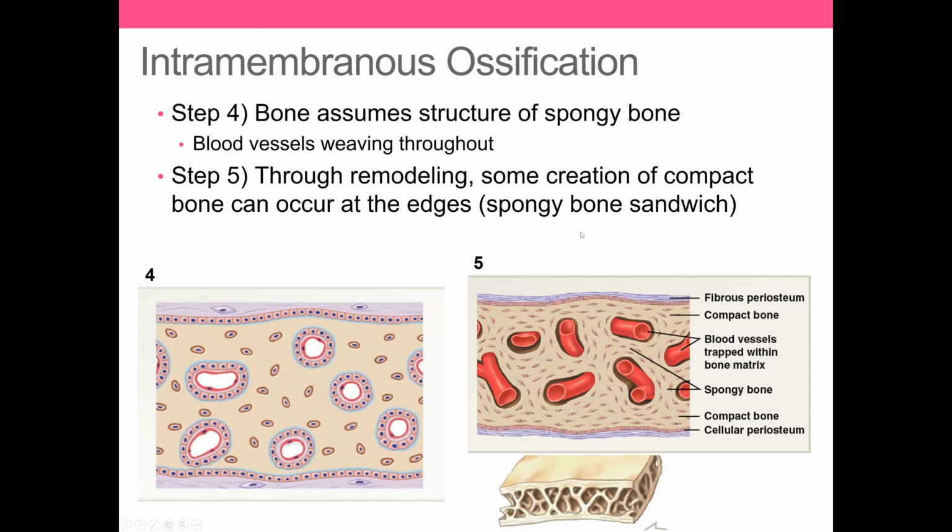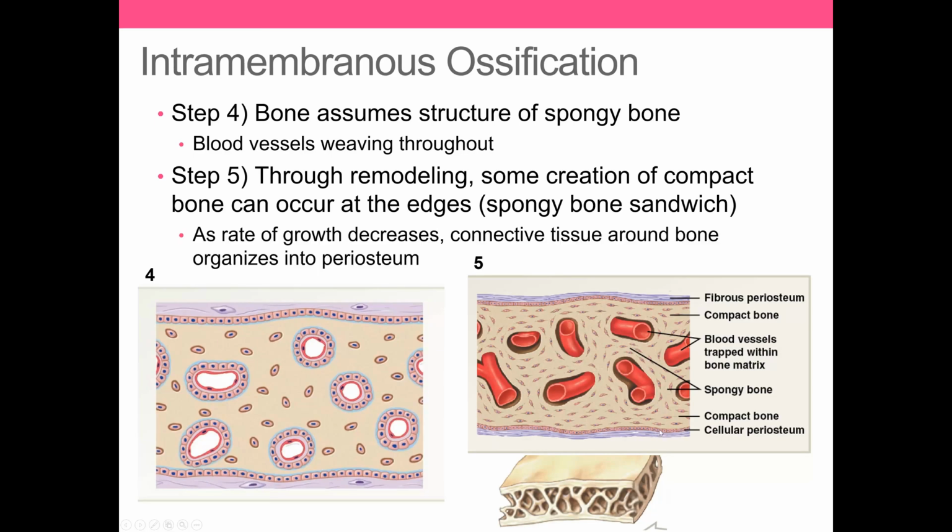So as this process continues, you'll get the compact bone on the outer edges. And then as the rate of growth decreases, so as the bone starts to reach its final size, the connective tissue around the bone will come together and organize into the periosteum, which is the bone covering. And that is intramembranous ossification.